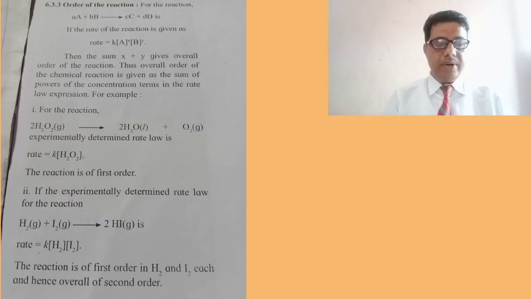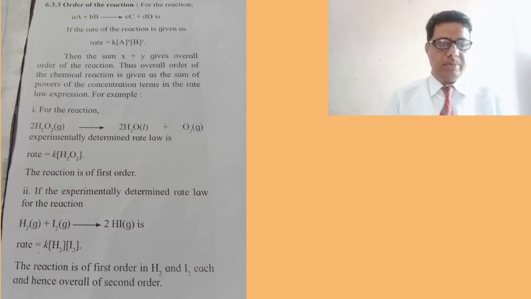So how is it defined? The overall order of a chemical reaction is given as the sum of powers of the concentration terms in the rate law expression. Simply, order of reaction is the sum of the powers of the concentrations raised in the terms of the given rate equation. This is the order of the reaction. This concept can be explained on the basis of examples.